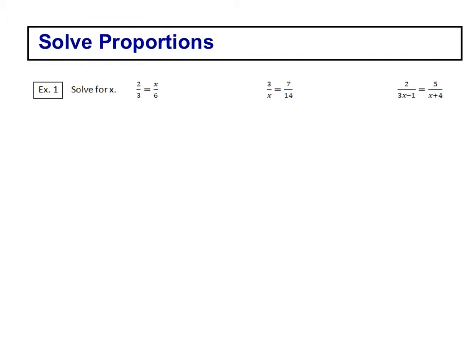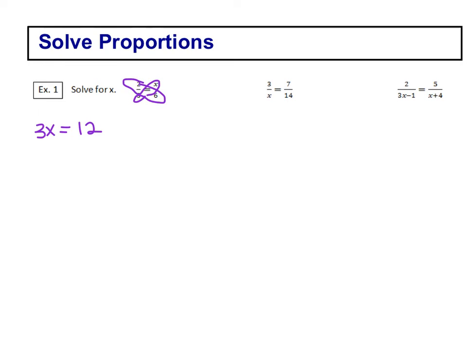Alright, so we've got three proportions to solve, solving for x on each one, and on each of these, all that we're going to do to solve a proportion is cross multiply. So you're going to multiply those diagonals together, or cross products, and set them equal to each other. So our first example, we're going to take 3 times x, which is 3x, and set it equal to 2 times 6, which is 12.